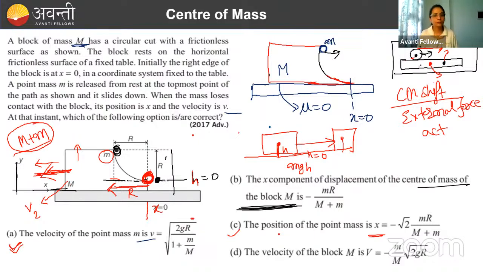That you can calculate, and if you calculate it, you won't get this. The velocity of block M, you will get again from here, and that won't be equal to that if you calculate. So the correct options will be A and B. If you have calculated B, you will calculate C. If you have calculated A, you will calculate D. And all of that I have discussed.